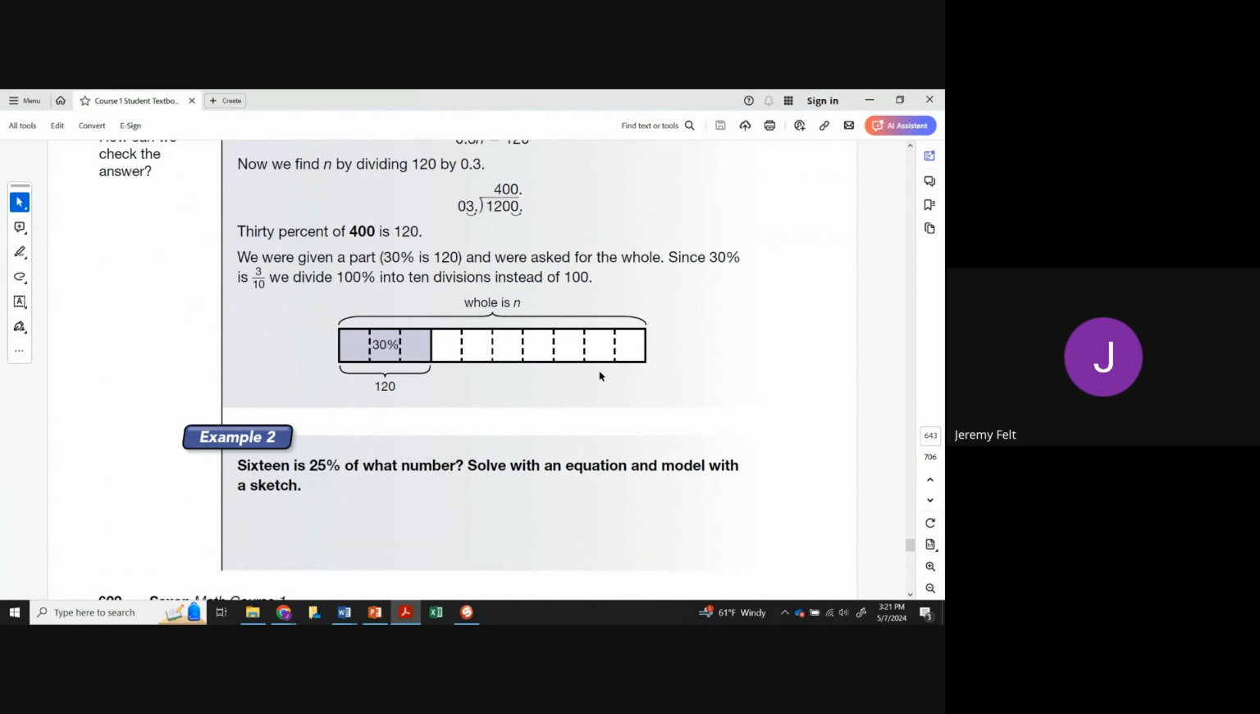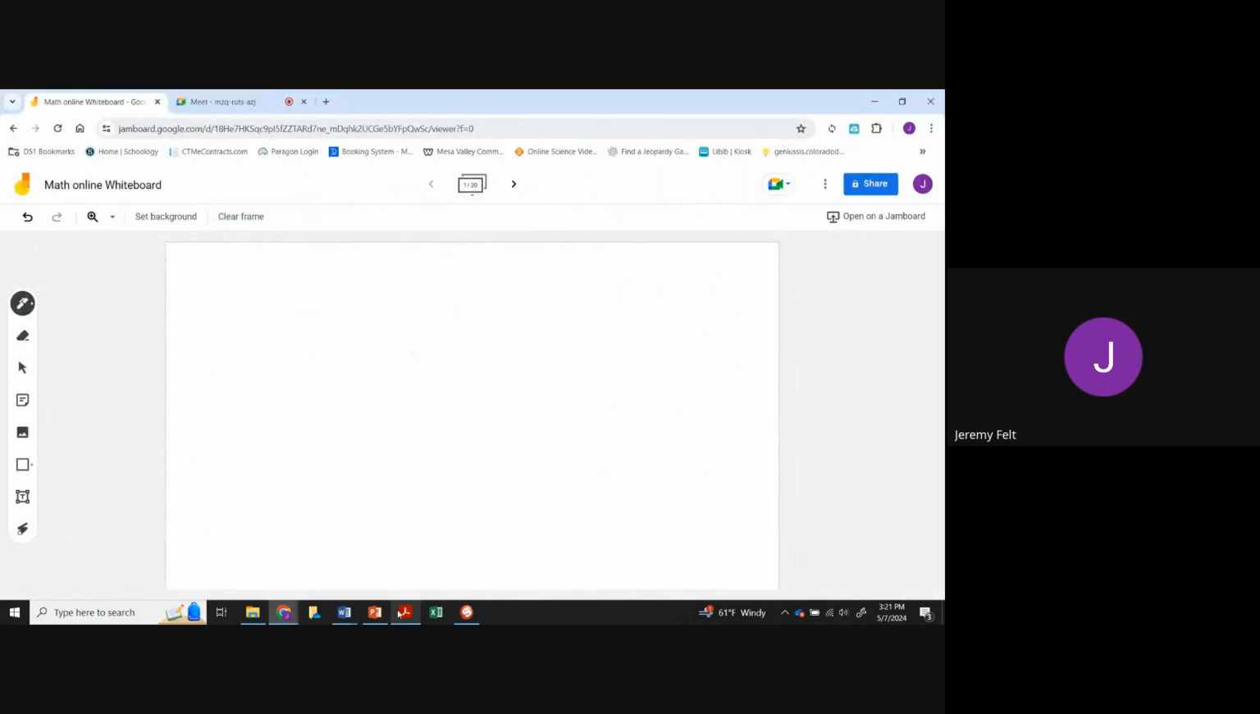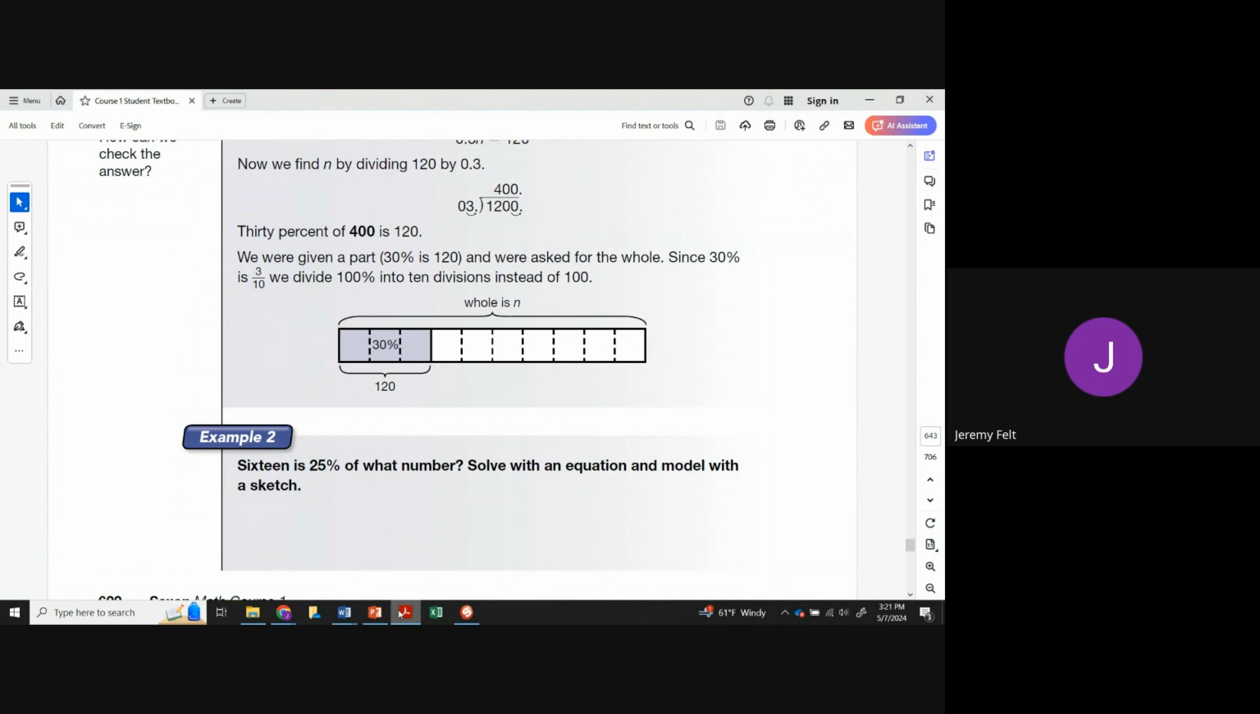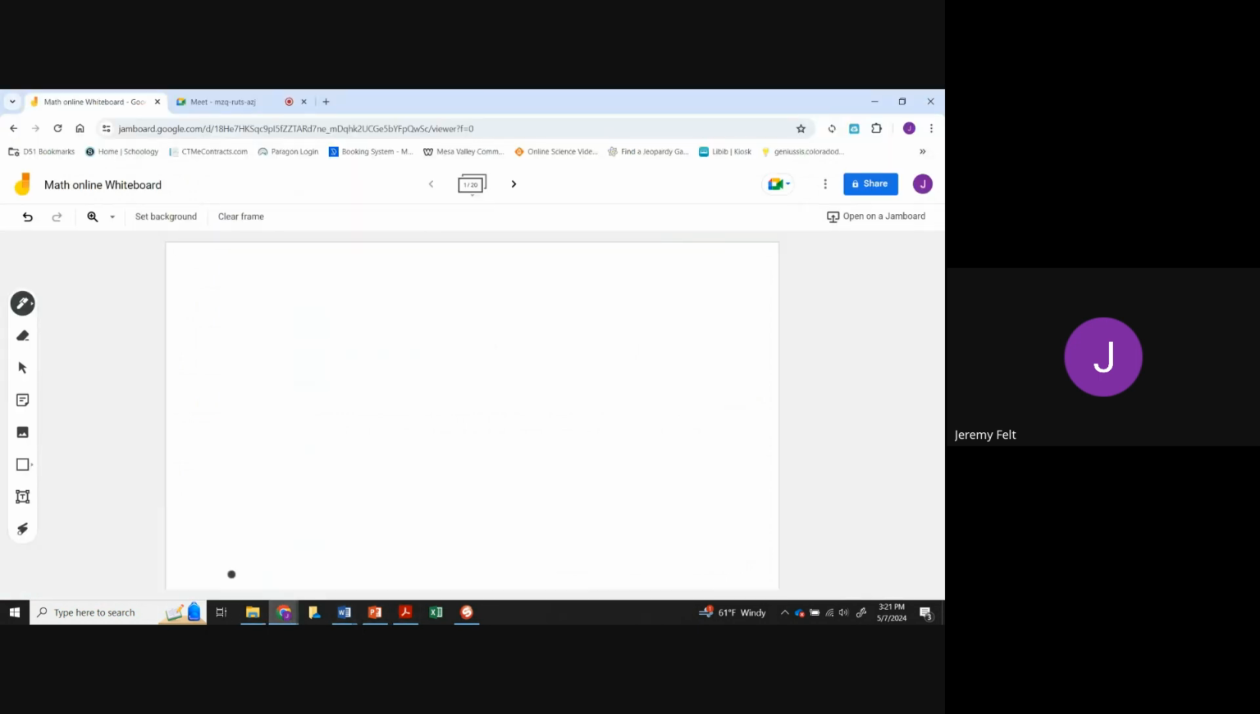Example 2. 16 is 25% of what number? Okay, so first, let's just write it into an expression. 16 is, so 16 equals 25%. We're going to make that 0.25 of what number? Let's call it x in this example. Here we want to get x, or n, a, b, c, whatever you're calling it, by itself. So we're multiplying, so we need to divide.